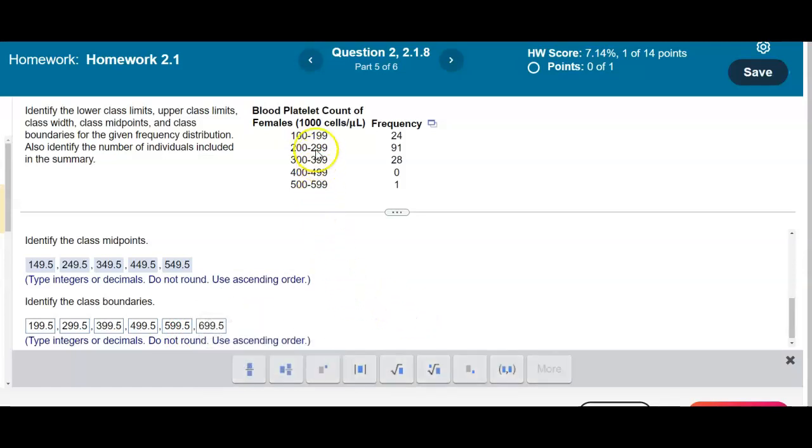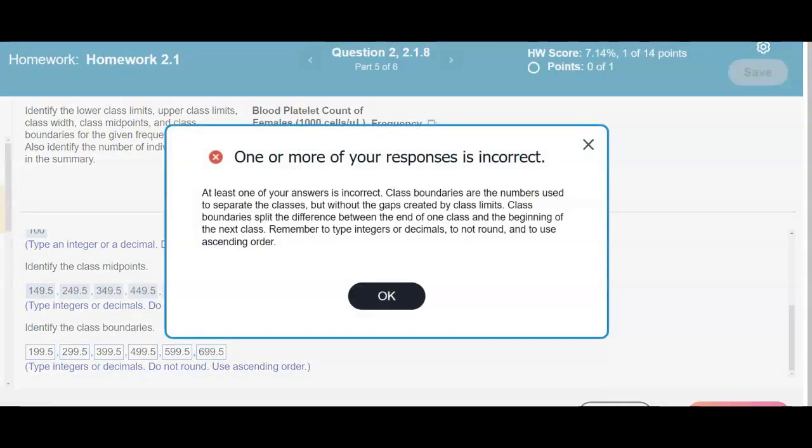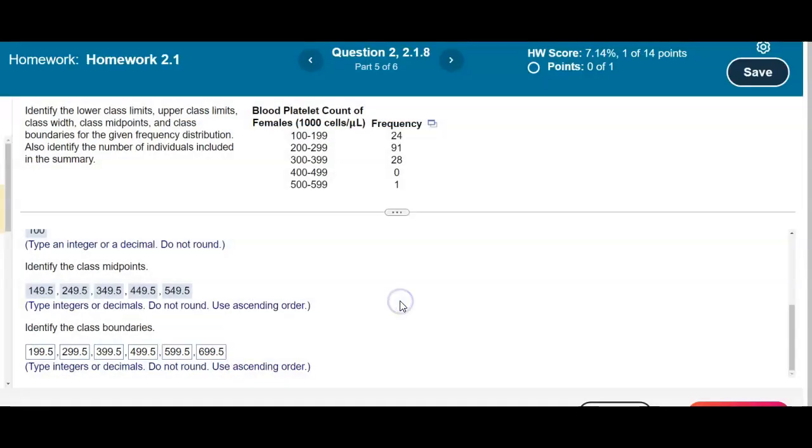Now, if you notice here, if you look at the first class, it goes from 100 to 199. This is not going to be the lowest class boundary. And if you look here, at 500 to 599, we already have one that goes beyond the 599, which is 599.5. So we don't want this number here. If I check my answer, it's going to say it's incorrect. So what I want to do is find out what the first one is going to be. I'm just going to shift these all to the right here.